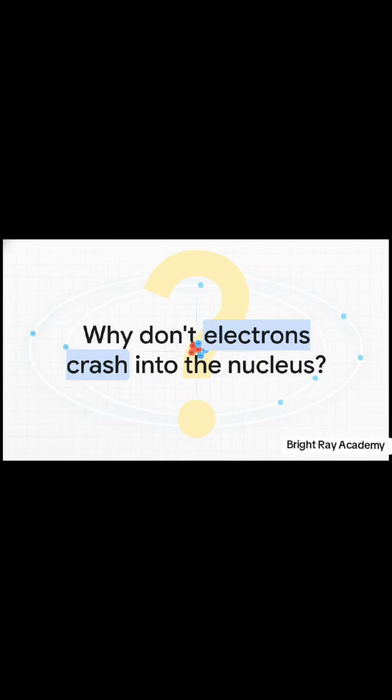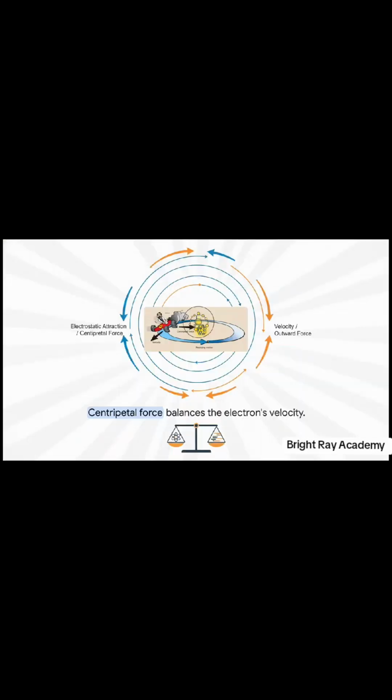But wait, that brings up a really critical physics question, right? If basic electrostatics tells us that opposite charges attract each other, why on earth don't those negatively charged electrons just spontaneously crash right into the positively charged nucleus? Well, it is all about perfect balance. That strong electrostatic attraction pulls the electron inward. We call that the centripetal, or center-seeking force. However, that inward pull is brilliantly, perfectly balanced by the outward force created by the electron's own velocity.